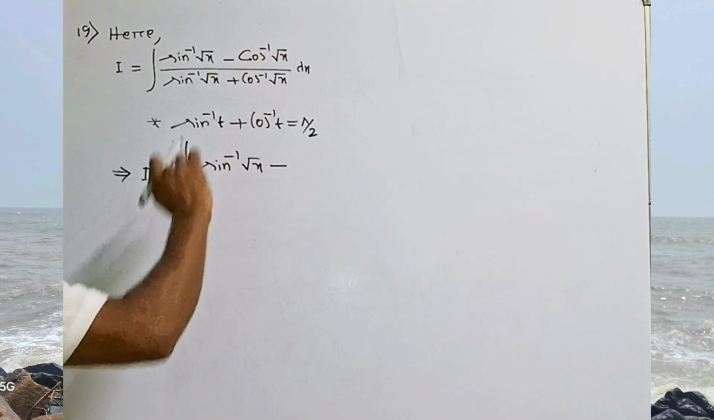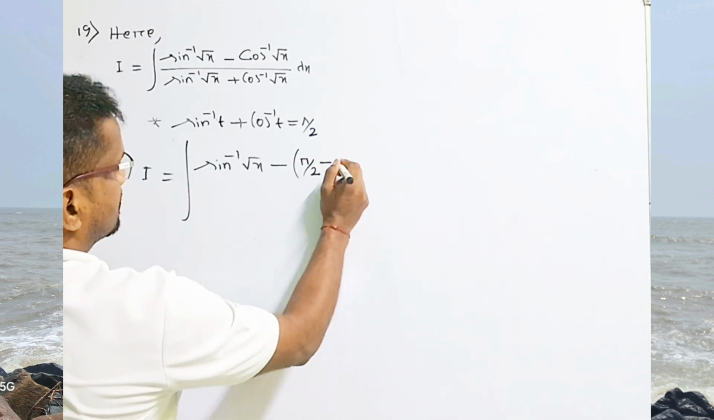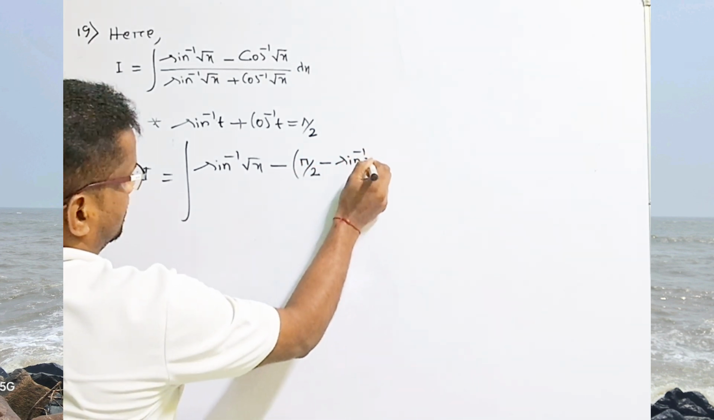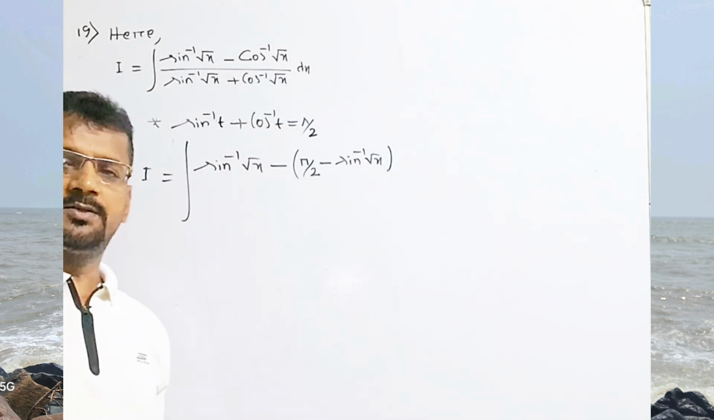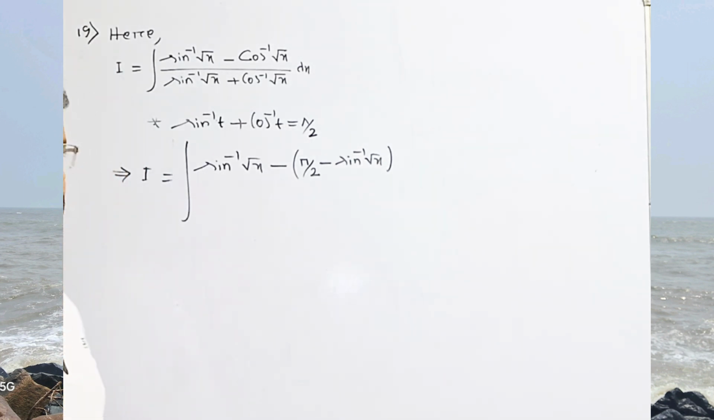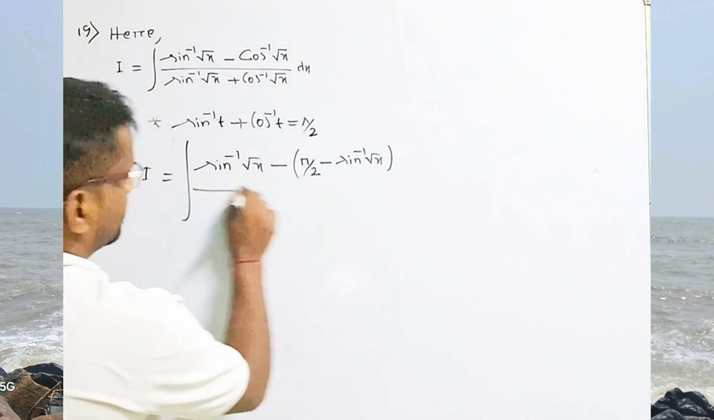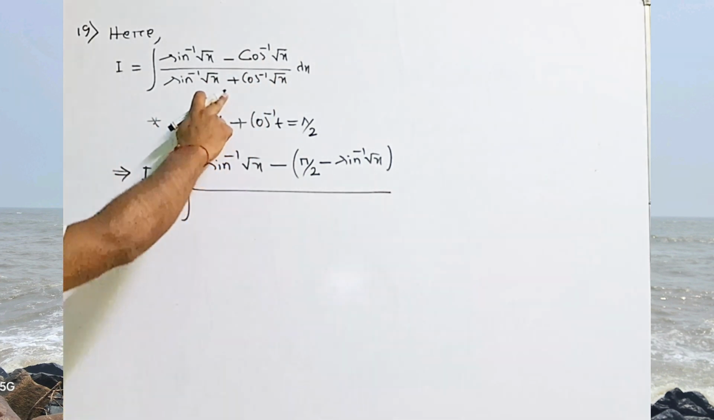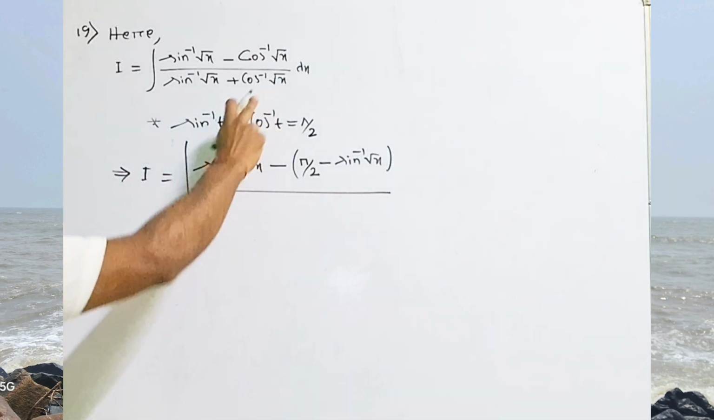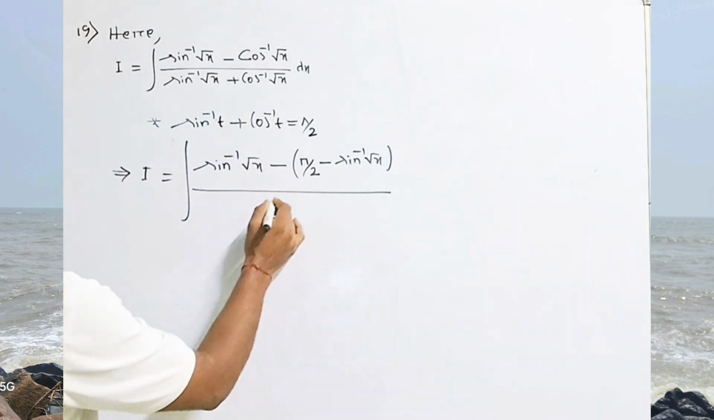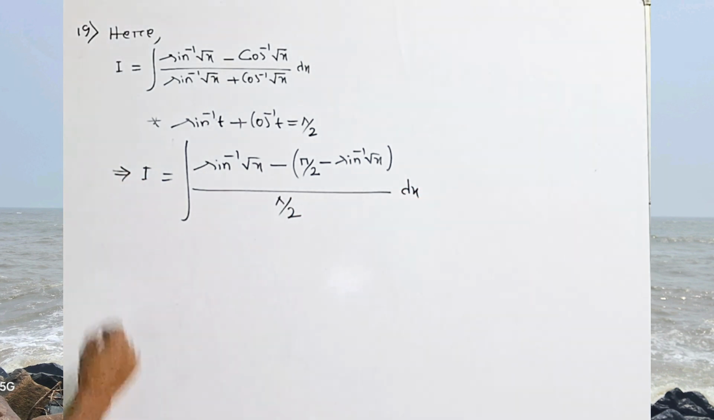So cos inverse root x you can replace by pi by 2 minus sin inverse root x, because sin inverse root x plus cos inverse root x is pi by 2. Using that we can replace cos inverse root x. Divided by, can you tell me what's the denominator? It is sin inverse root x plus cos inverse root x, so directly you can use pi by 2. Here it is pi by 2 with respect to x, dx.